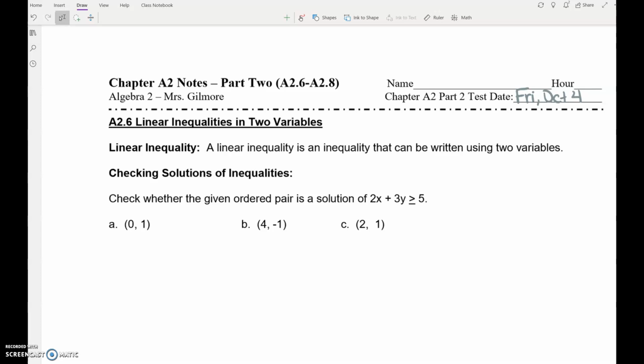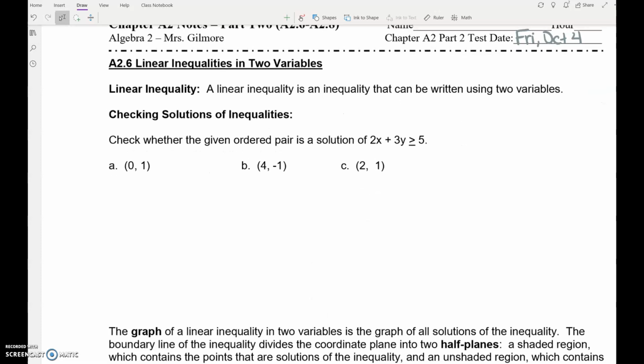A linear inequality looks like the equation for a line, but it has an inequality symbol like less than, greater than, less than or equal to, greater than or equal to. First thing we need to do is check whether ordered pairs are solutions to the linear inequality.